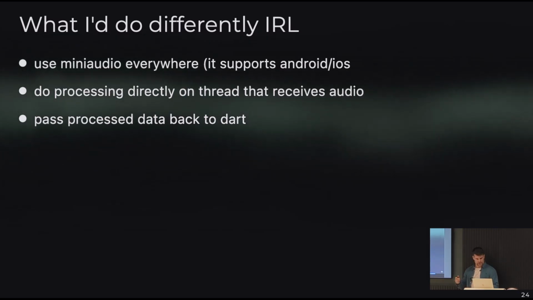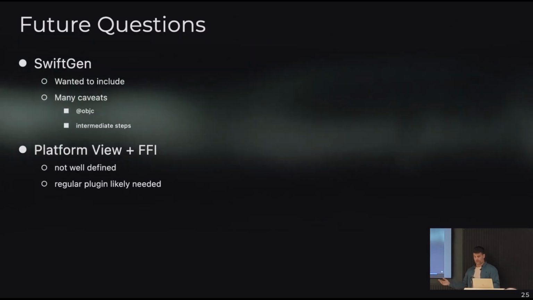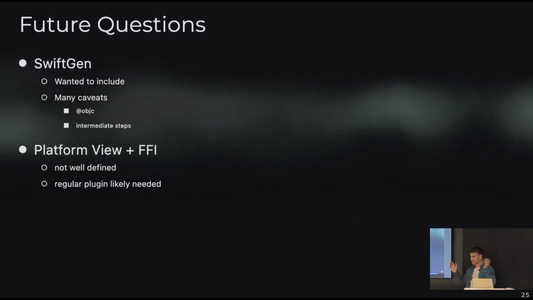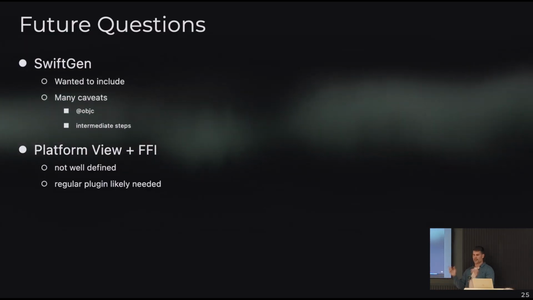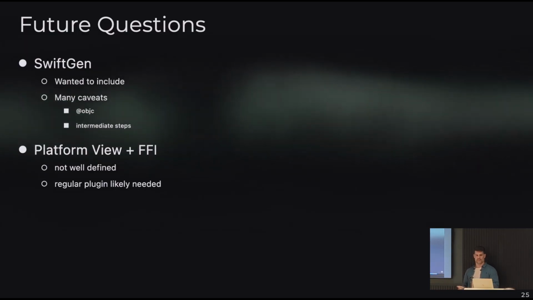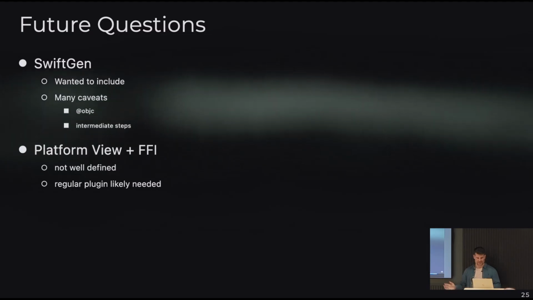I mentioned the processing already. There's some future stuff. FFIGen, I wanted to include that in this talk, but I ran out of time. What that does is you can actually have Swift code instead of using Objective-C, so it's a bit nicer. There are some huge caveats, and it's very experimental right now, so I wouldn't plan on building anything in production with it, but it's coming soon.